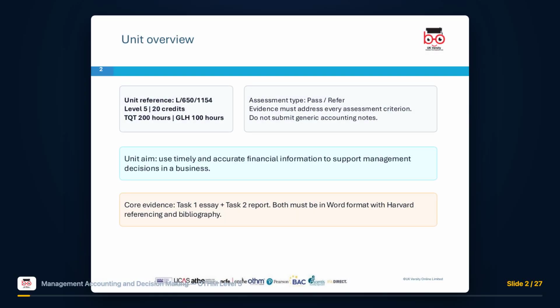The unit overview. A Level 5 20 credit unit, assessed pass or refer, so every criterion must be met. The aim is to use timely, accurate financial information to support management decisions. There are two pieces of evidence, a Task 1 essay and a Task 2 report, both in Word with Harvard referencing. Don't submit generic accounting notes, keep it focused on decision-making.